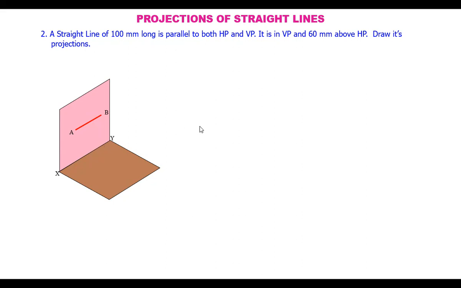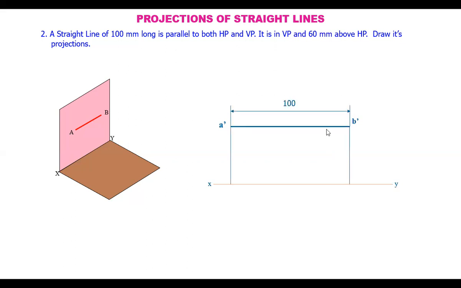Now you are asked to draw the projections. So draw the reference line, right? At a height of 60 mm, draw a line parallel to the reference line, because we will be able to see the actual length or the true length of the line in the front view. So mark 100 mm line here, which is parallel to the reference line, and this height is 60 mm. So mark 60 mm here, and a line of true length is drawn in the front view.